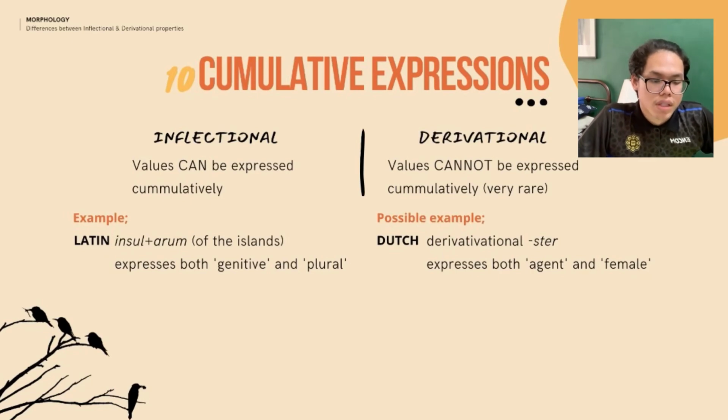But in derivational morphemes, I didn't say that it does not exist at all. It does exist, but only in certain languages. For example, in Dutch, we have the derivational suffix ster. It expresses both agent and female. It does exist, but it is very rare.